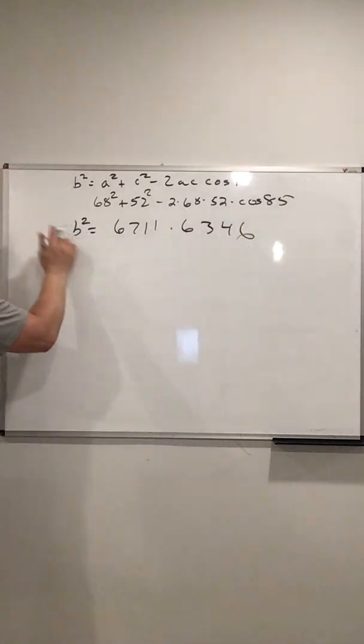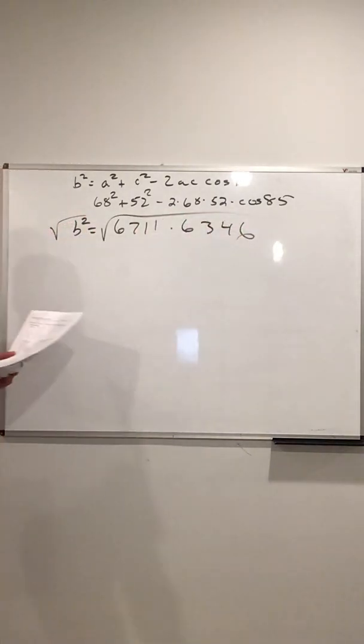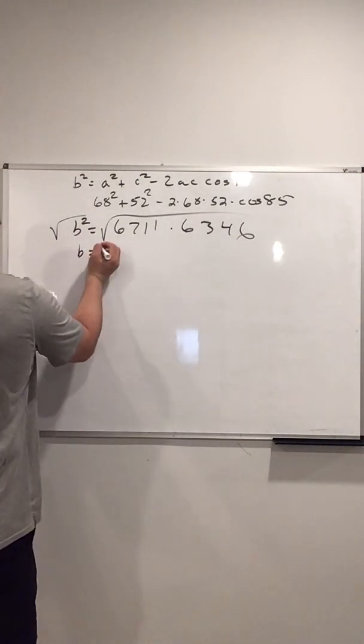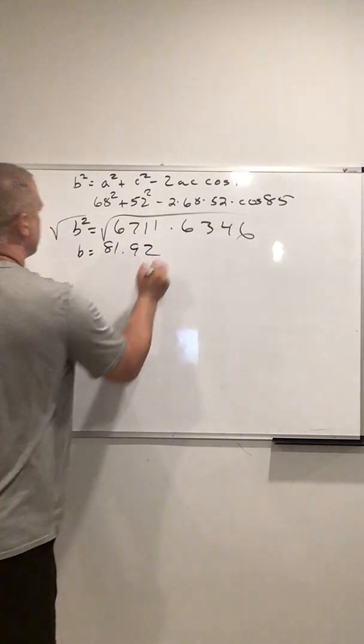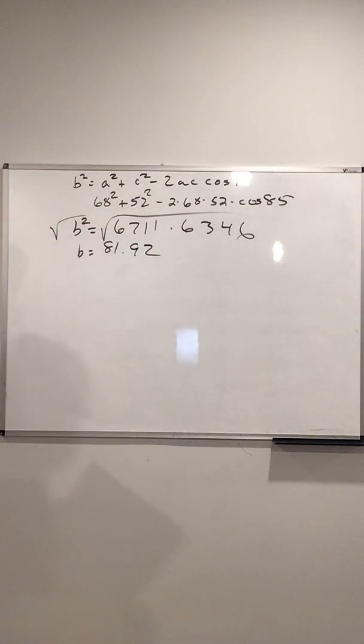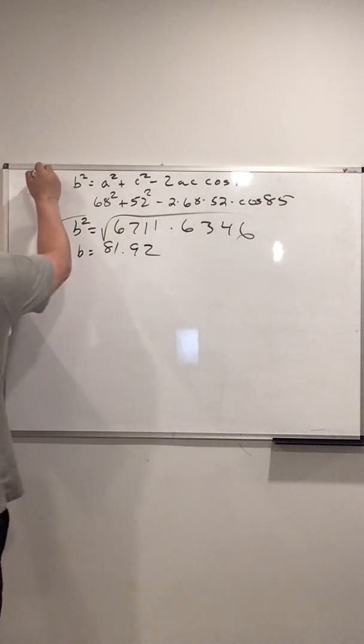Okay, now in order to find b, what I've got to do is take the square root of that. So b is going to equal about 81.92. Very simple there. So that was question 4.